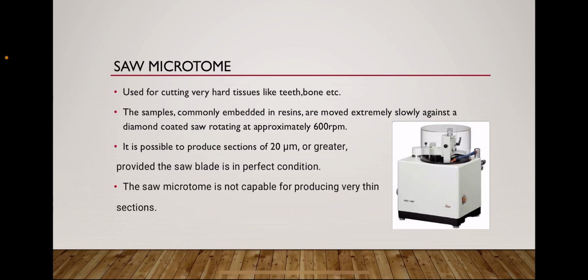And the next is saw microtome. It is used for cutting very hard tissues like teeth, bone, etc. The samples, which are commonly embedded in resins, are moved extremely slowly against a diamond-coated saw rotating at approximately 600 rpm, and it is possible to produce sections of 20 microns or greater provided the saw blade is in perfect condition. The saw microtome is not capable of producing very thin sections.